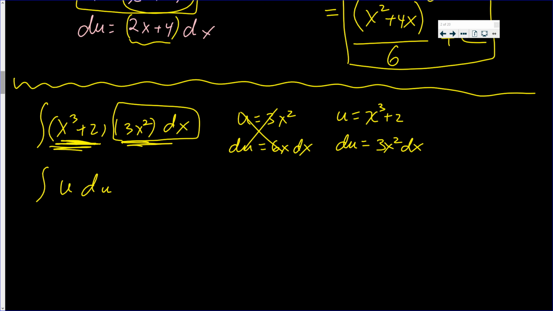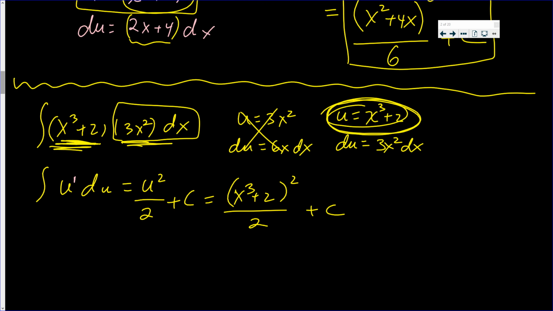Well, you're just going to have to realize, hey, how about I think of it as u to the 1? So then you're going to have u squared over 2 plus c. So it's going to equal u squared over 2 plus c, where u is x cubed plus 2. Don't try to remember what you let u equal. It's right on your paper. It's right there. That way you don't make a silly mistake.